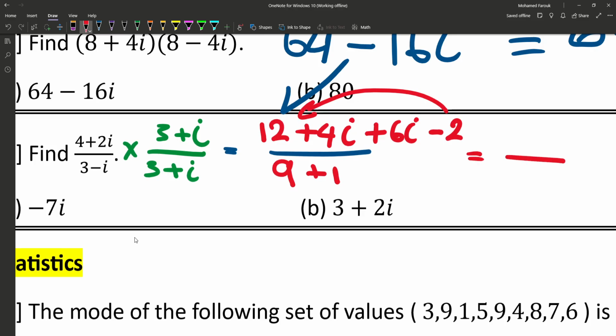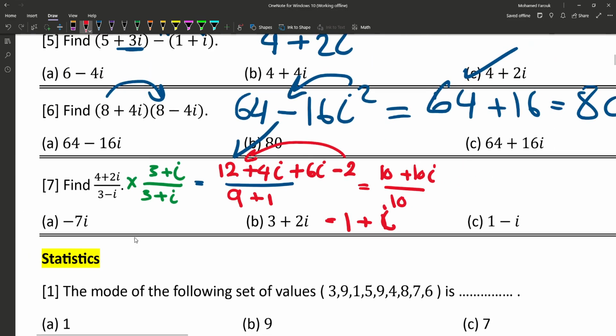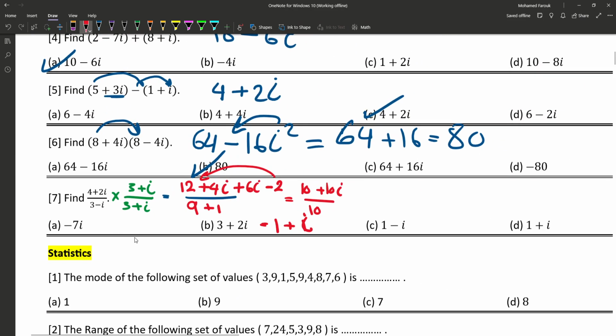We can do it like this. 9 plus 1 is 10. So this one, 12 minus 2 is 10. And 4 plus 6, it's 10. So it should give you, if you simplify, 10 divided by 10 is 1, and 10i divided by 10 is 1i. So it will be 1 plus i. Of course, you can do it with your calculator, and don't forget to change your mode to complex mode.